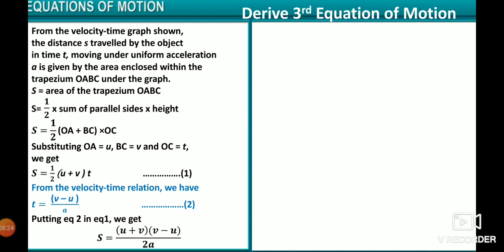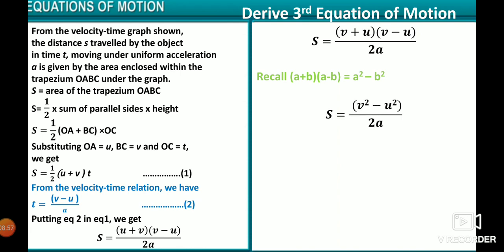If we just rearrange, you get s equals v plus u into v minus u upon 2a. Now do you remember, are you able to relate this with anything which you have studied in class 8? Yes, you have studied algebraic expressions and algebraic identities. One of the algebraic identities is very similar to this, and that identity is a plus b into a minus b equals a square minus b square. That we are going to substitute in the numerator, and we get s equals v square minus u square upon 2a.